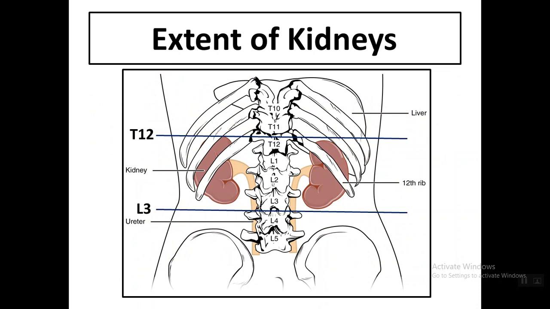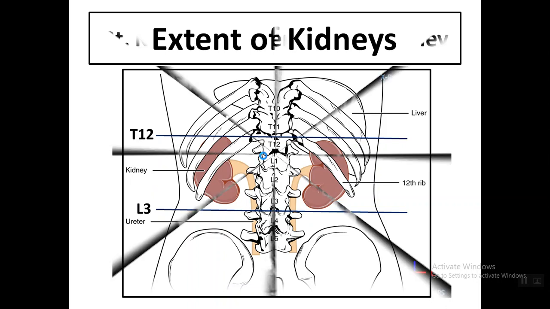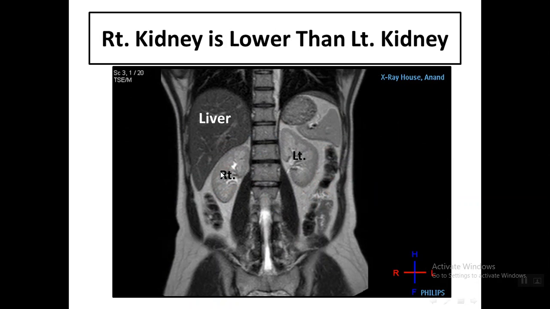The extent of both kidneys is nearly from T12, the 12th thoracic vertebra, to the 3rd lumbar vertebra, that is L3. So the extent of the kidneys is from T12 to L3, while the hilum of both kidneys is nearly at the level of L1. The right kidney is lower than the left kidney. Why? Because of the presence of the liver.